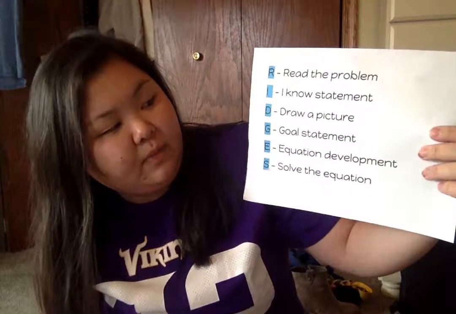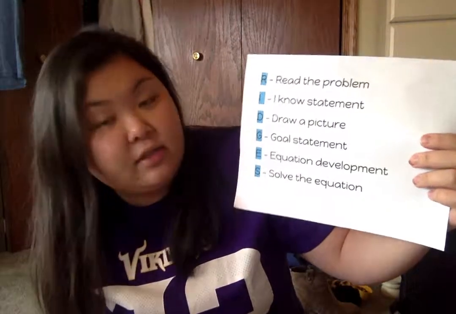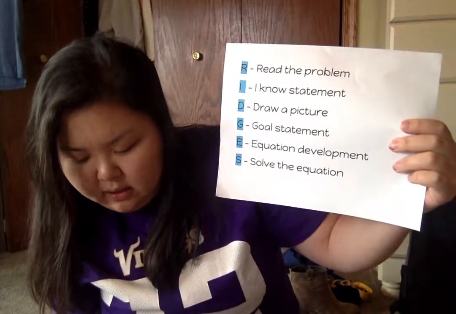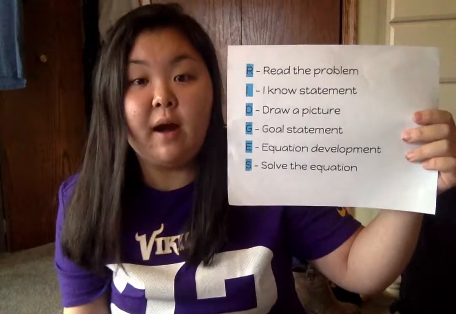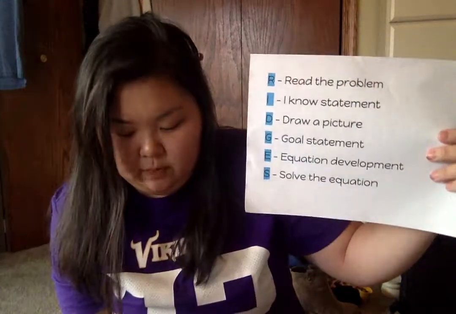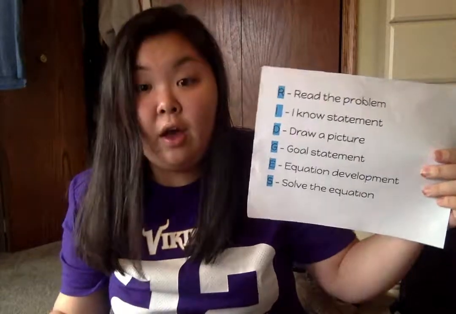R is read the problem, I is I know statement, D is draw picture, G is goal statement, and goal statement is basically talking about figuring out what we need to solve in our problem. E is equation development, and S is solve the equation. So let's do our first step, which is read the problem.